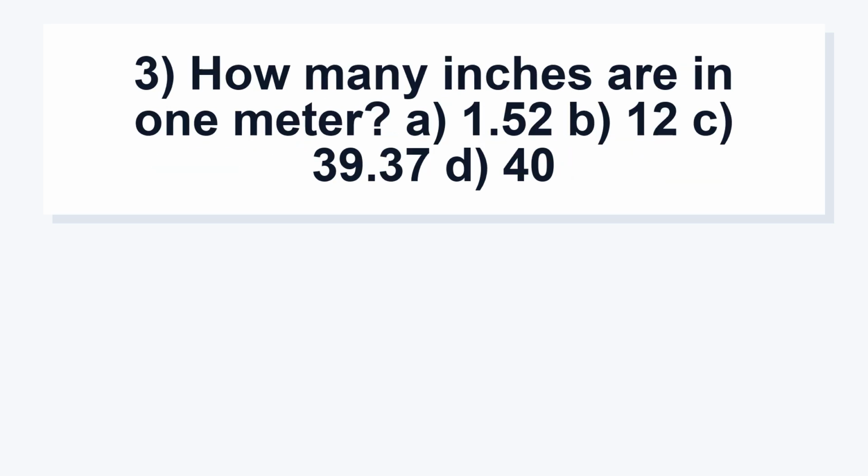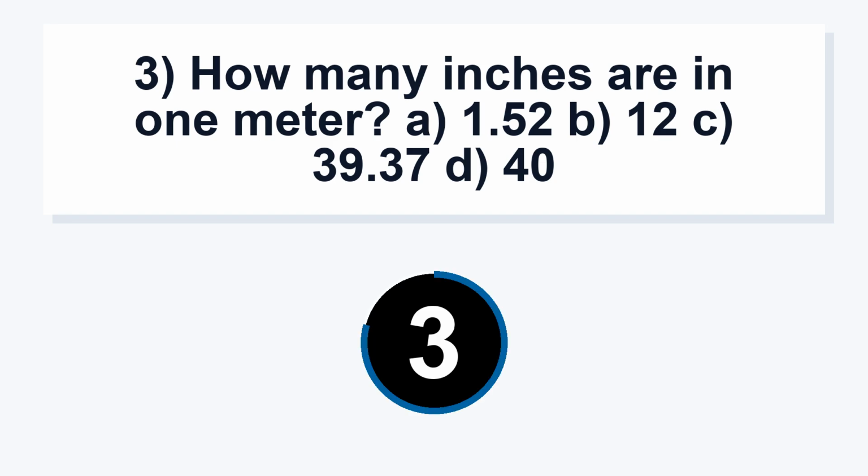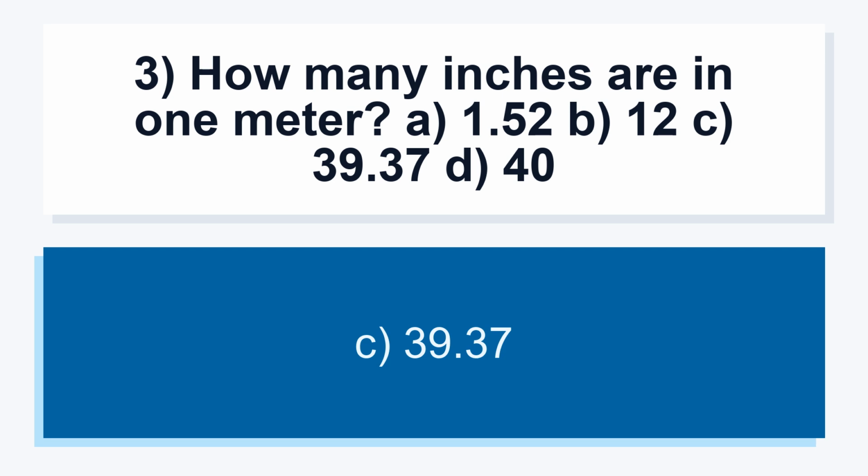3. How many inches are in 1 meter? A. 1.52. B. 12. C. 39.37. D. 40. C. 39.37.